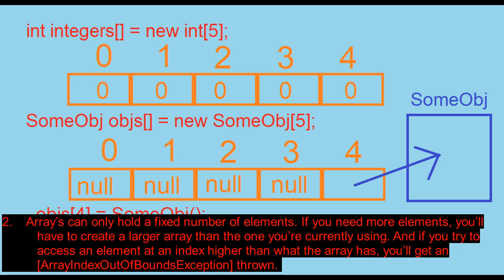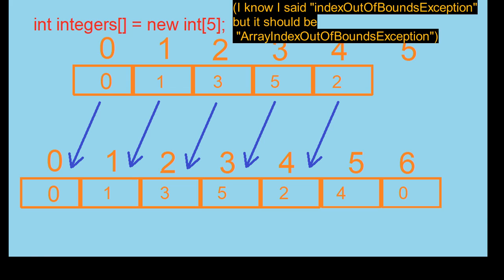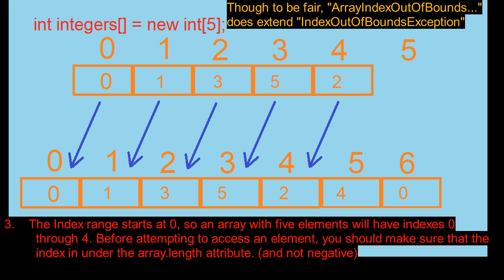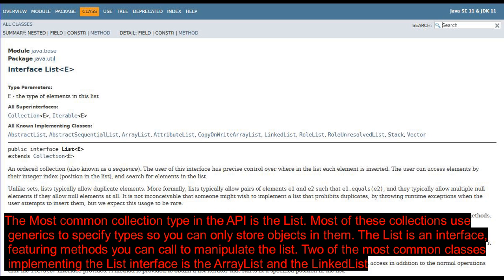2. Arrays can hold only a fixed number of elements. If you need more elements, you'll have to create a larger array than the one you're currently using. And if you try to access an element at an index higher than what the array has, you'll get an index out of bounds exception thrown. 3. The index range starts at 0, so an array with 5 elements will have indexes 0 through 4. Before attempting to access an element, you should make sure that the index is under the array length attribute and not negative.